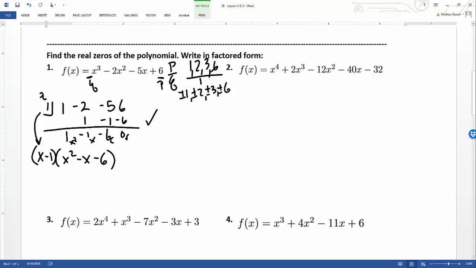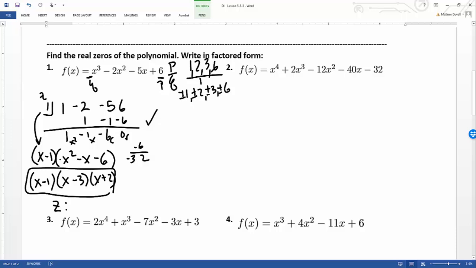Then I can factor this further. A times c, factors that add to b. So negative 3 and 2. So there's my factored form, which means my zeros, if I set each one equal to 0, are 1, 3, and negative 2.